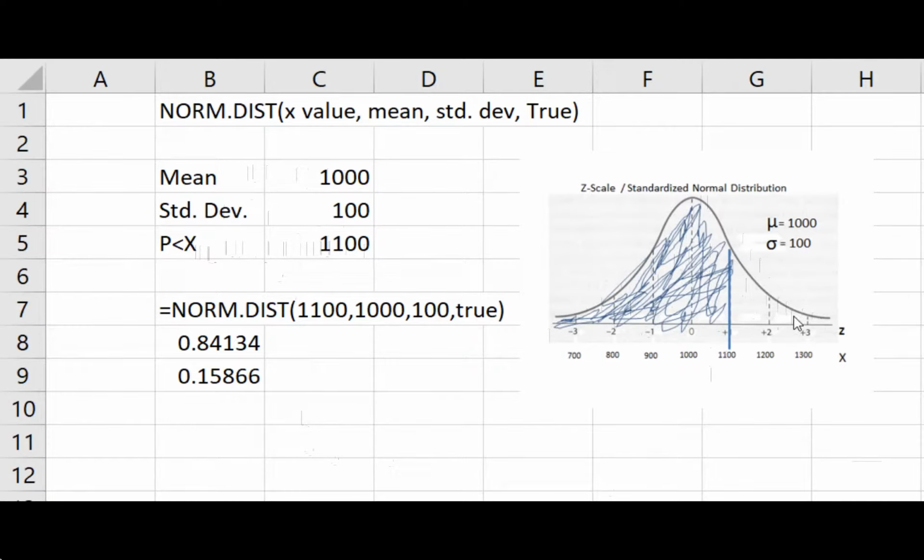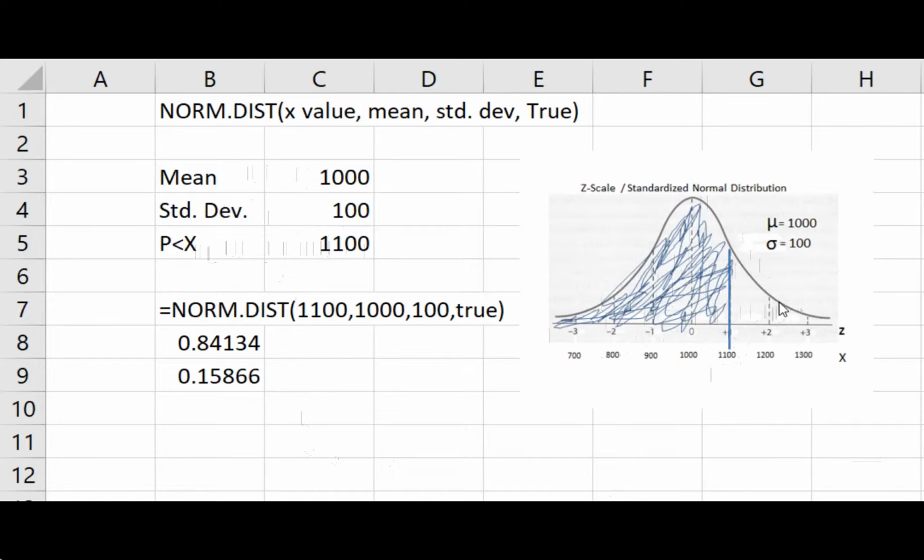Now remember that underneath the curve here are all the possibilities, or all the data points in a given data set. So all of the data underneath the curve added up has to equal 100%. So if we draw a line here, in this case at 1,100, anything that's to the left of that line represents the probability of getting less than 1,100. Anything to the right of that line would represent the probability of getting greater than that amount.